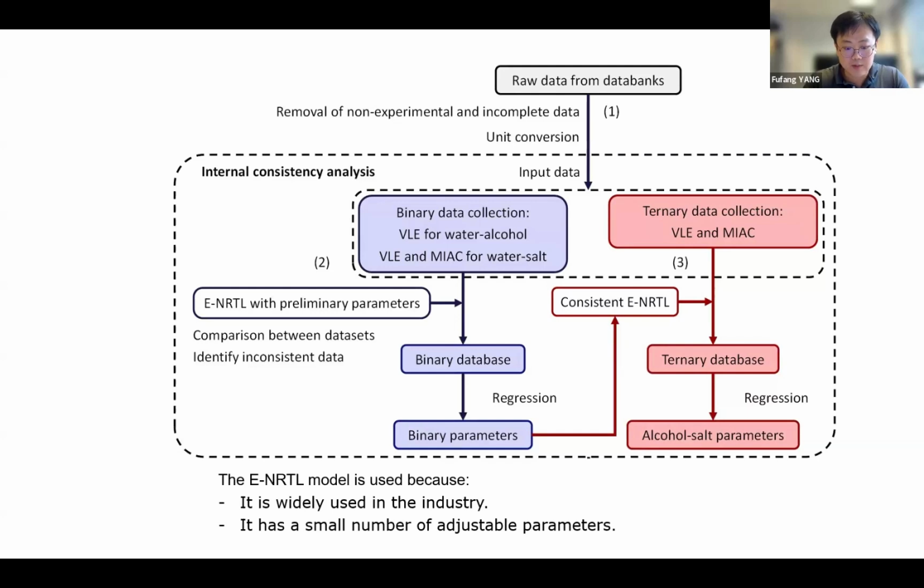We started with the binary mixtures. We used the electrolyte NRTL model to correlate the data. We are using this model because it is a widely used model in industry, and it has a relatively small number of adjustable parameters. So it is good for just correlating the data and comparing the data with each other. And we removed the data sets that are not consistent with the other data. Then we used the binary database for water-alcohol and water-salt, and extended to mixed solvent electrolyte solutions. And in this step, we could focus more on the alcohol-salt part.